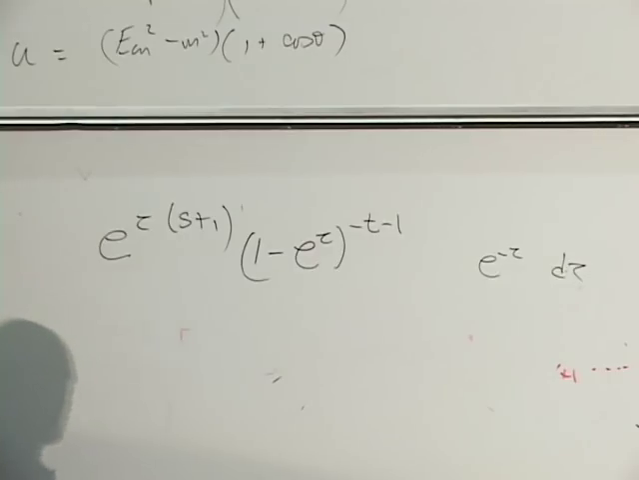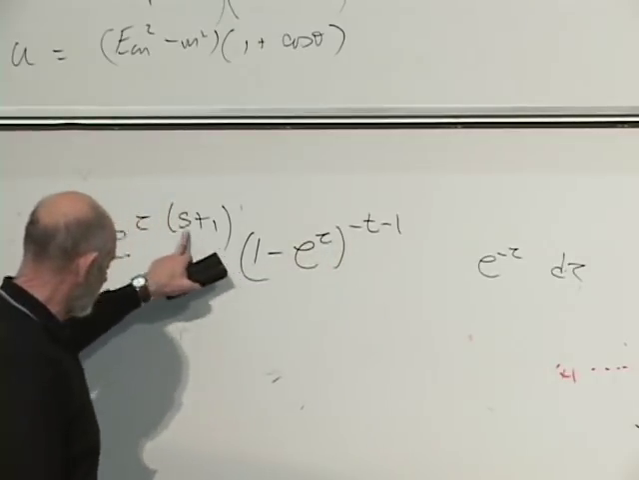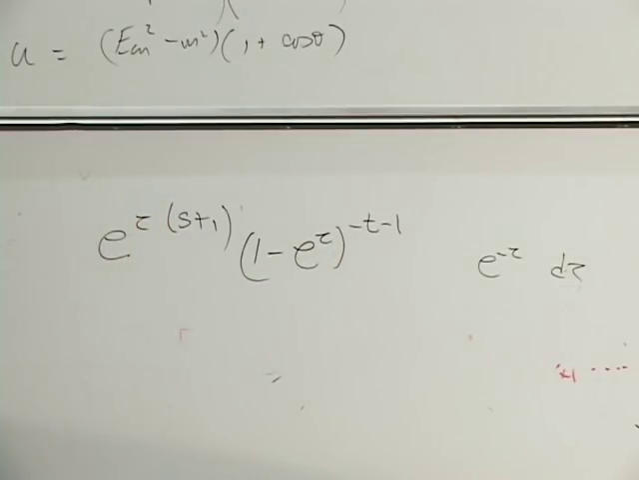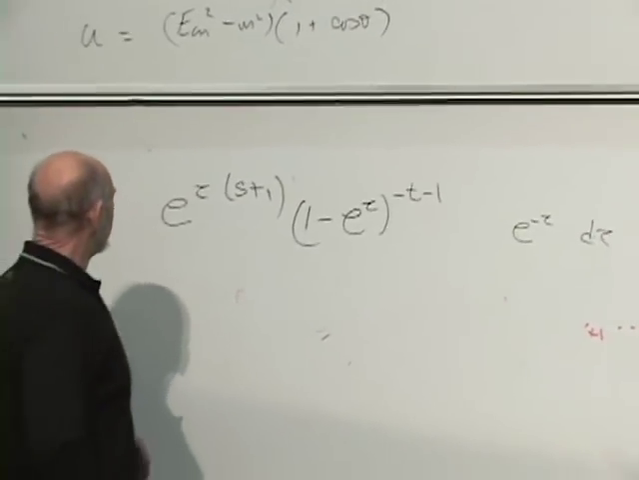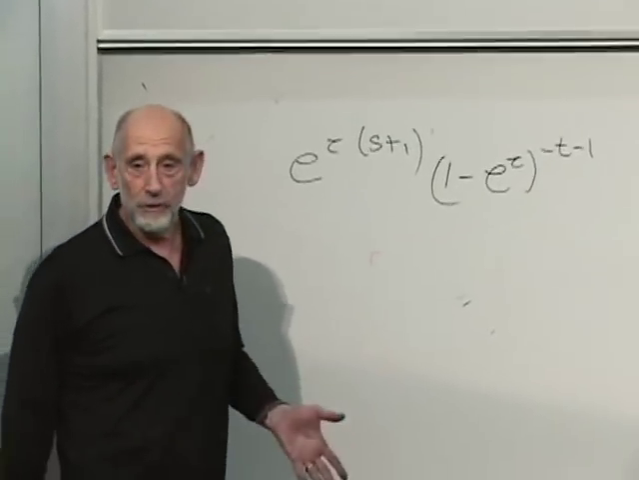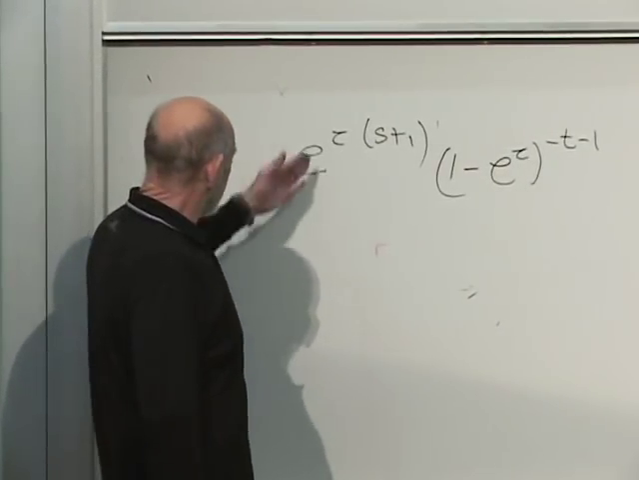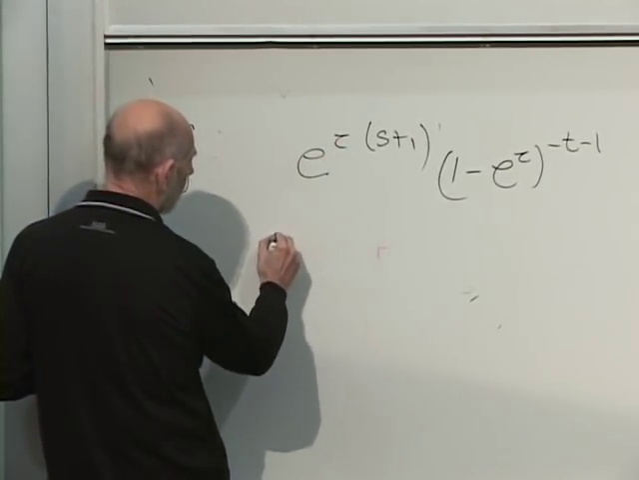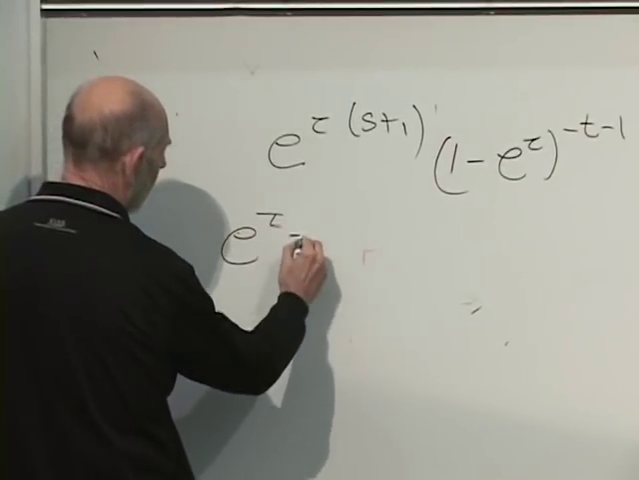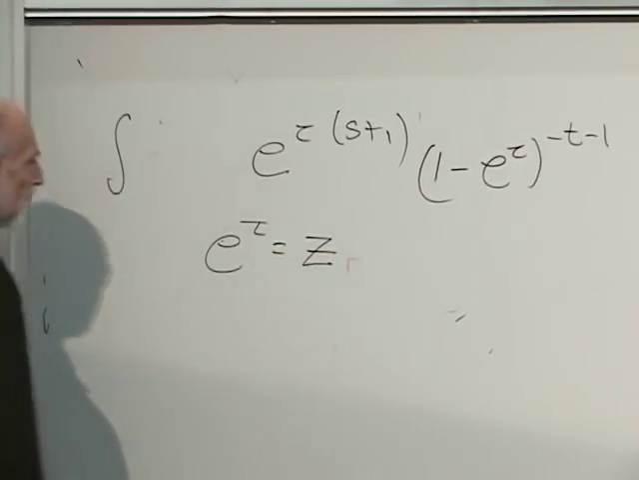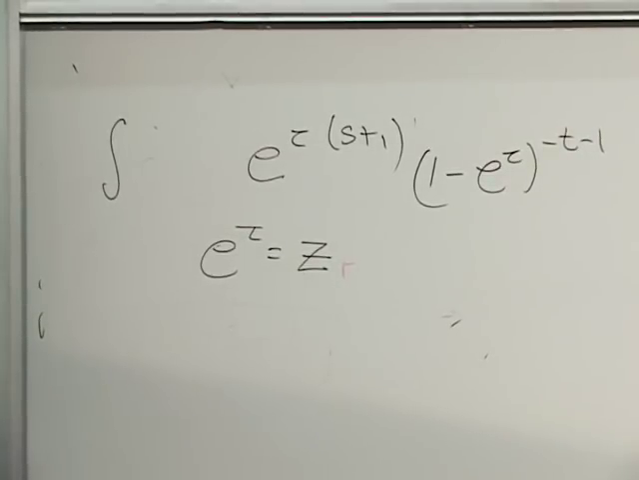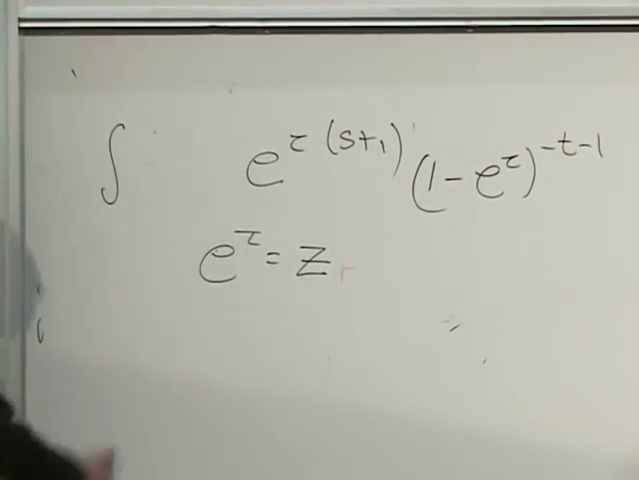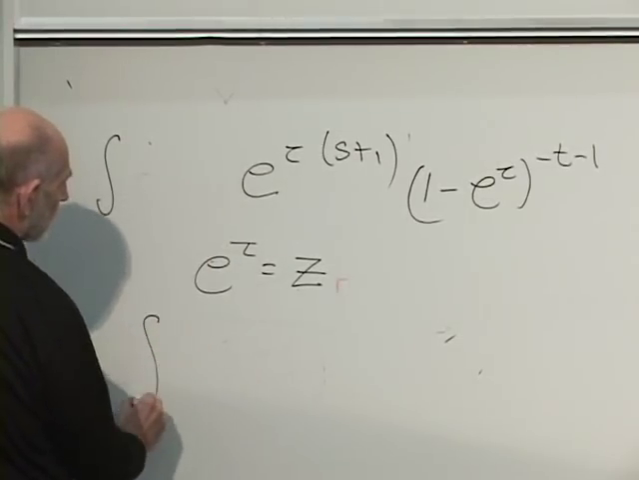Now, that doesn't look particularly symmetric between t and s. But after it was computed, it took about a half hour to realize that you should change variables in this integral. Change variables from tau to something called z. Let e to the tau equal z. And now rewrite this. e to the tau is z, so this becomes integral of z.